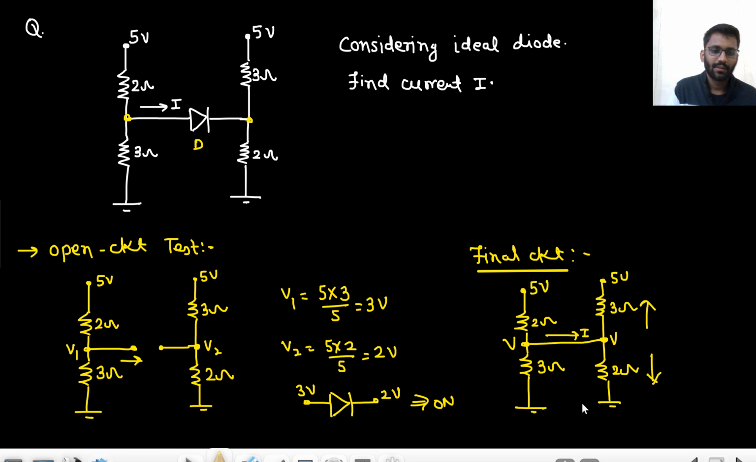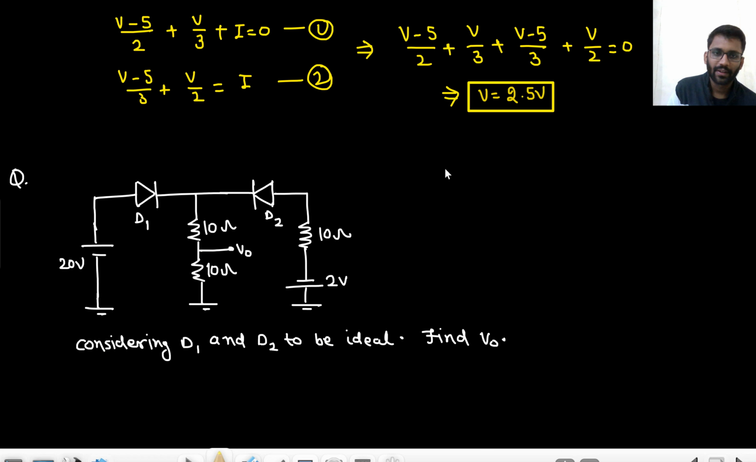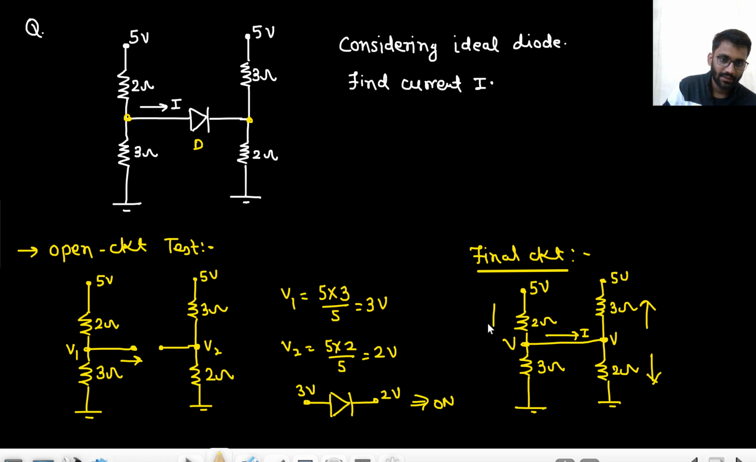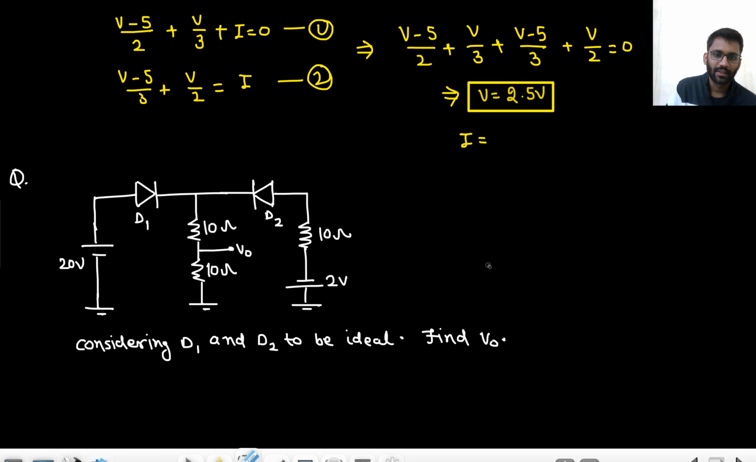Now you can find the value of I. This potential is 2.5, so the current here is 2.5 by 2, which is 1.25 ampere. And this potential is 2.5, so the current would be 2.5 by 3, that is 0.833. So the current here is 1.25 minus 0.833. Let me bring the mobile. The answer you are getting is 0.416 ampere. So this is the value of I.